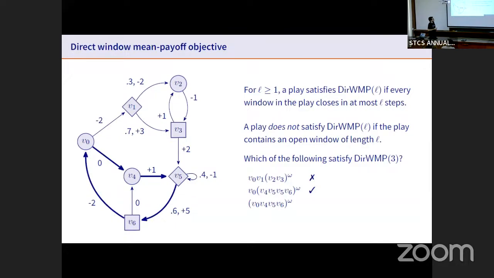One final example, consider this cycle: V0, V4, V5, V6, V0. Does this satisfy this objective?